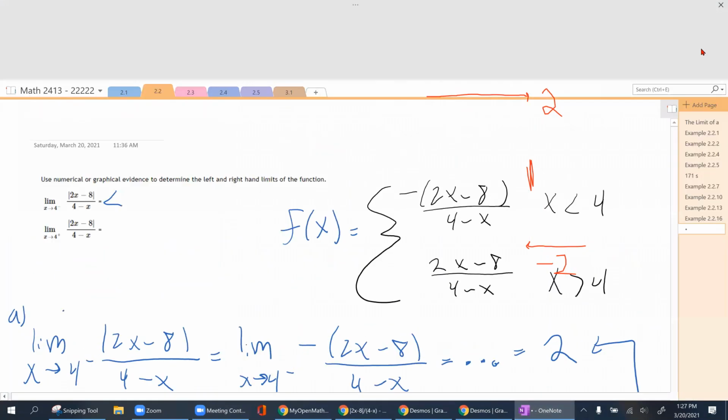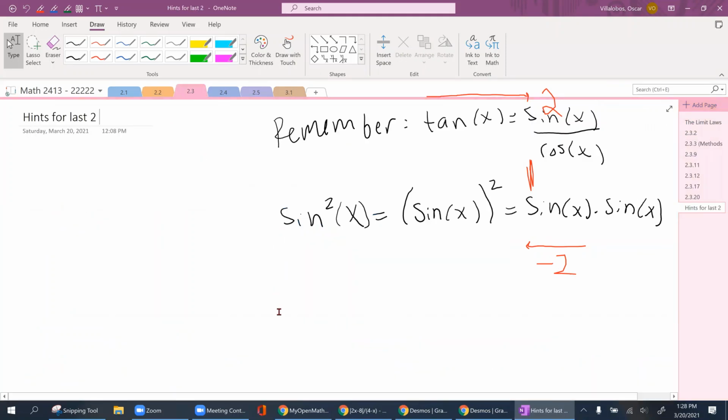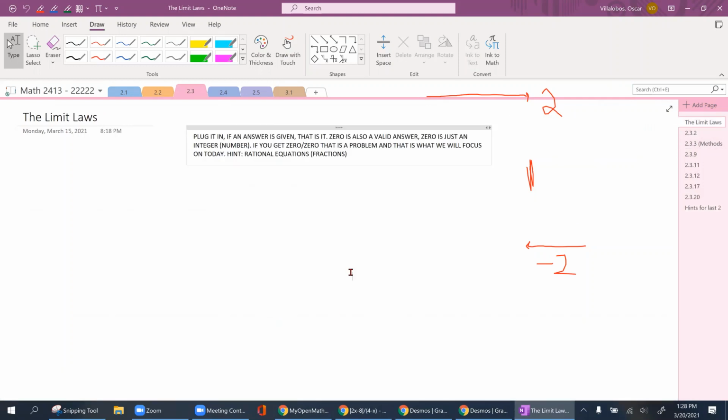Okay, right now let's jump onto the next section, which is section 2.3. Let's get started in 2.3. Let me clear this up. So again, we're going to be dealing with more limits, more limit laws, and a few things I wanted to mention.